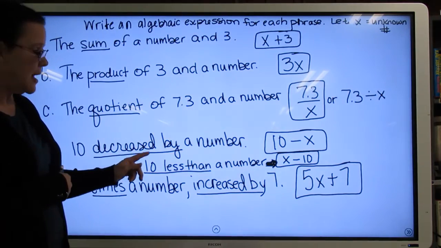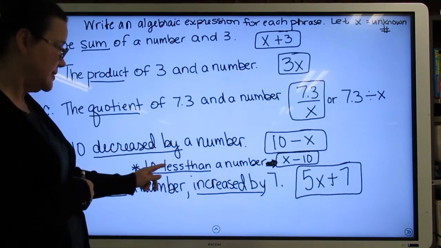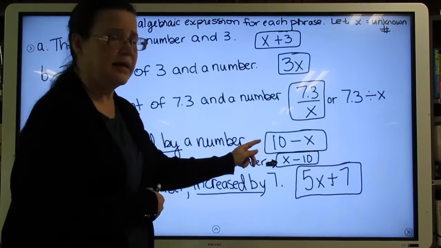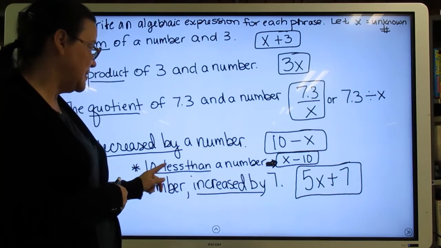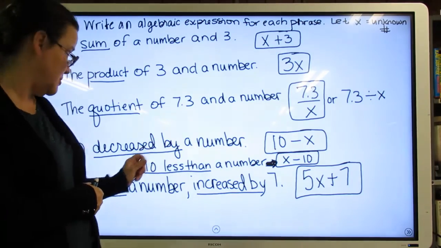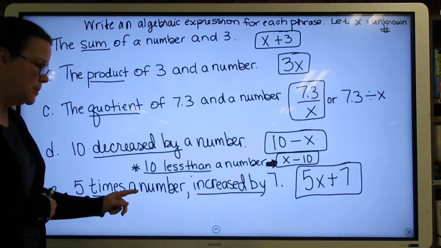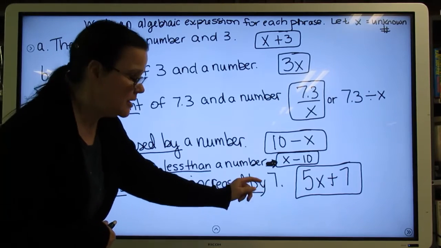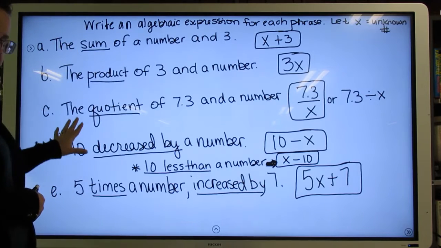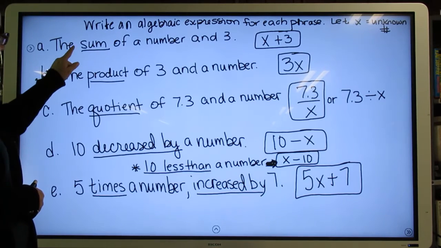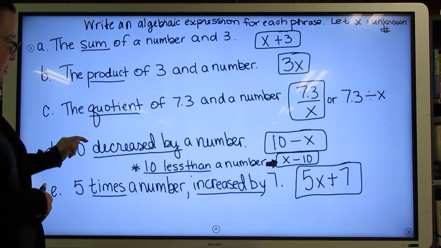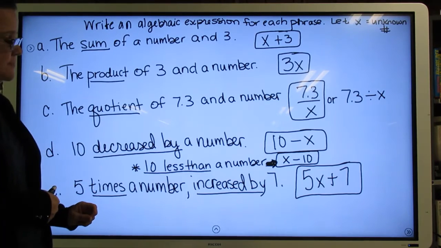10 decreased by a number, 10 less than a number. 10 decreased by a number is 10 minus x. But 10 less than a number is x minus 10. Know the difference between those two. 5 times a number increased by 7. That's 5 times x plus 7. That is how you write those expressions. And the key words are sum, product, quotient, decreased, and times.